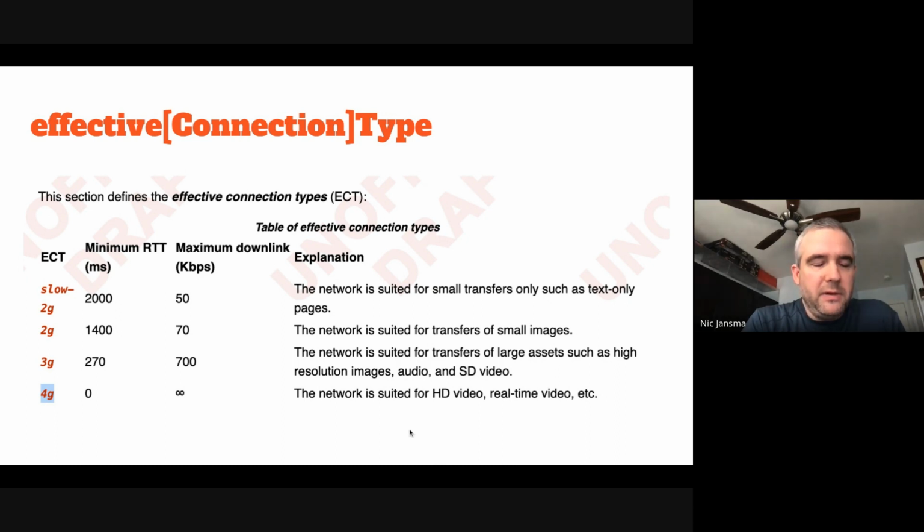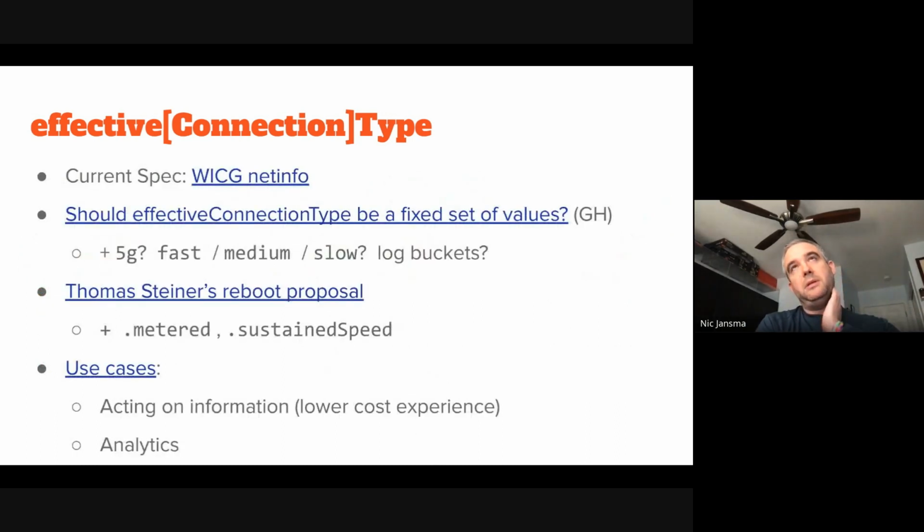If you go to the next slide, if you don't mind, we've had some discussions around the effective type in the past, a couple years ago, and I believe some of the people on this call were part of those discussions, including Thomas Steiner, who was also doing a proposal for updating it. So there's this open GitHub issue: should effective connection type be a fixed set of values? We circled around on it quite a bit. There have been some suggestions, like could we add 5G, or change it to fast, medium, slow buckets, or change buckets to be log-based, or stuff like that. With some decent ideas in there, I think. The conversation kind of died out in 2021.